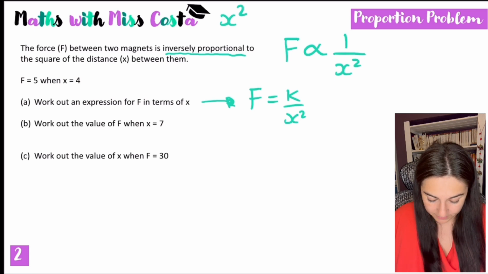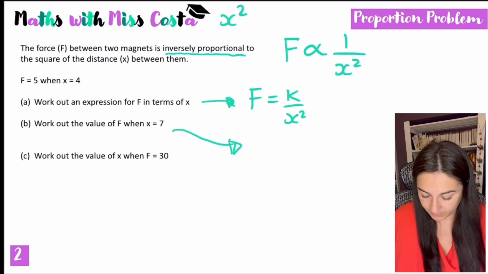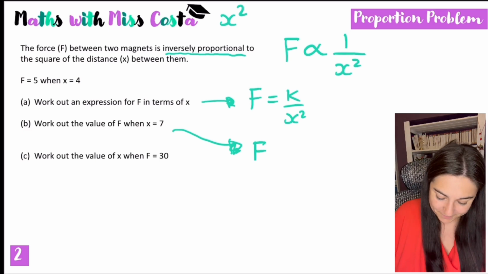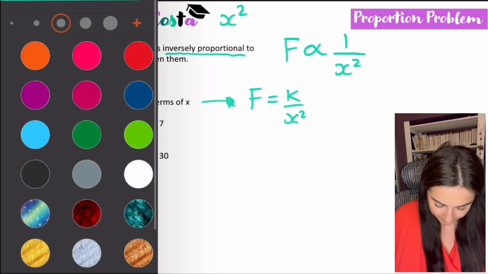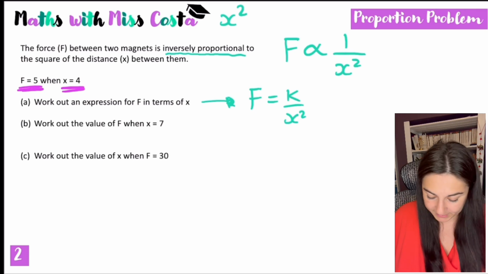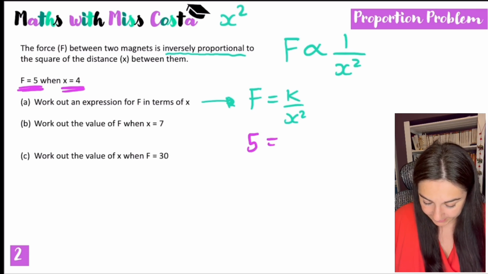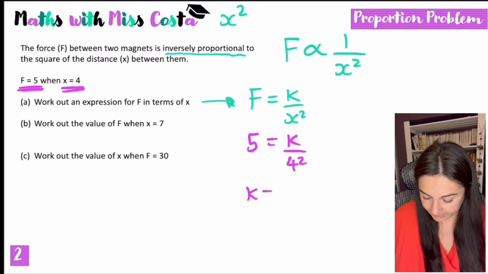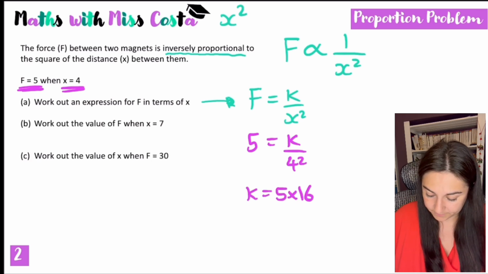Work out the value of F when X is 7. So all I do is substitute the values that I know. Oh, actually, no, I haven't done the expression bit first. Sorry. So I've done an expression, but you've also been given some information. So you know that F is 5 when X is 4. So let's substitute that in. So 5 is K over 4 squared. So that must mean that K is 5 times 16. So that would be 80.